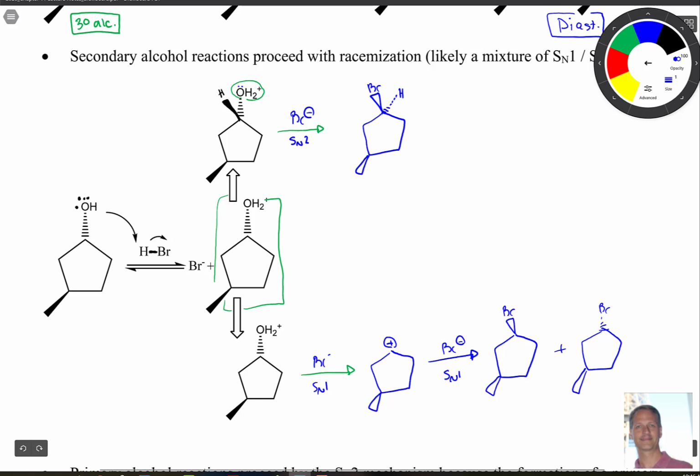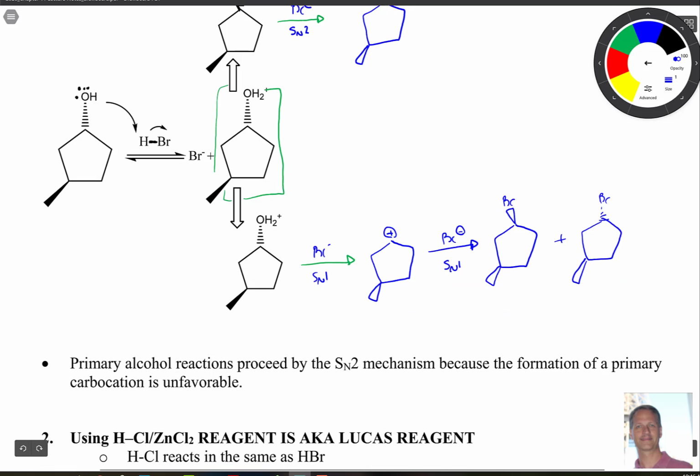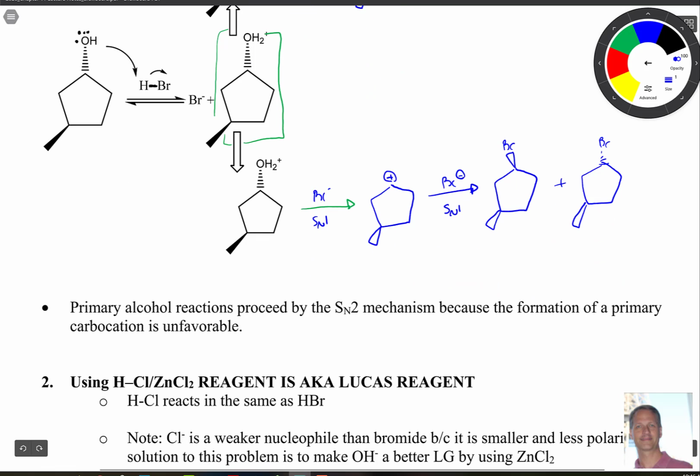All right. Now, what about primary? So primary is interesting, but that's going to proceed mostly by SN2. It's not going to be SN1, right? I didn't account for space here, so let's see if we can squeeze it in. So if you add that with HBr, you do this.